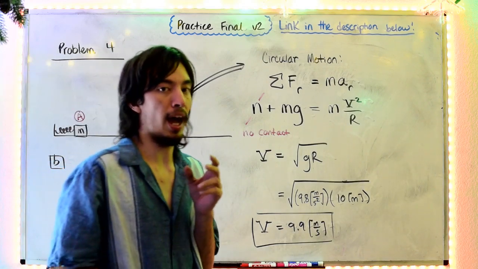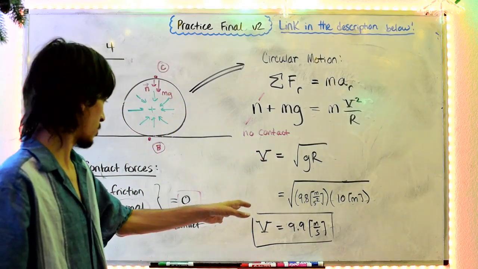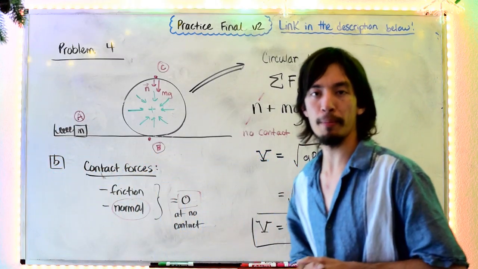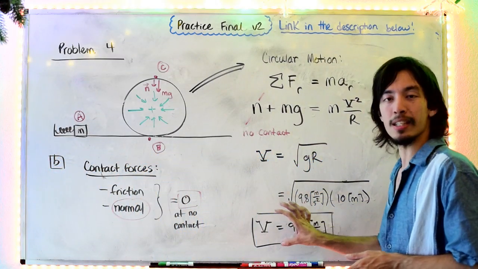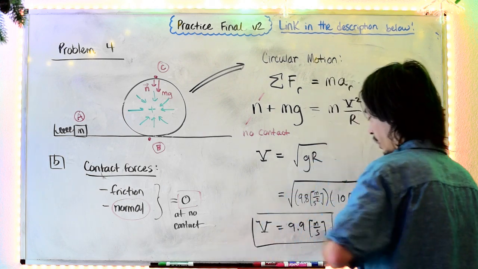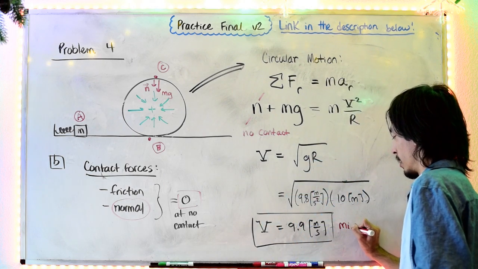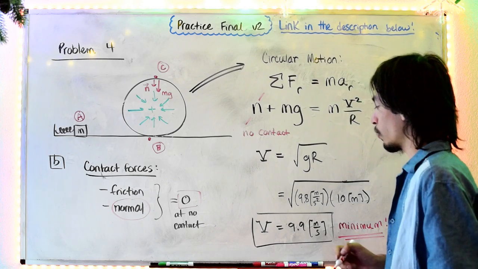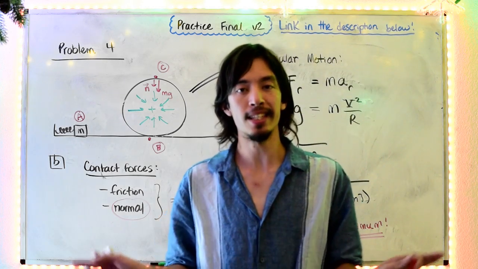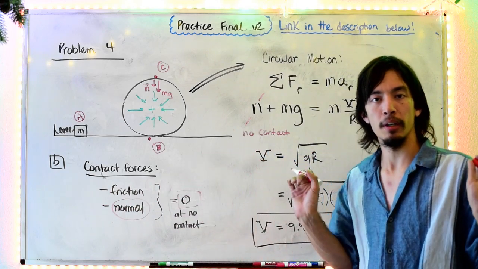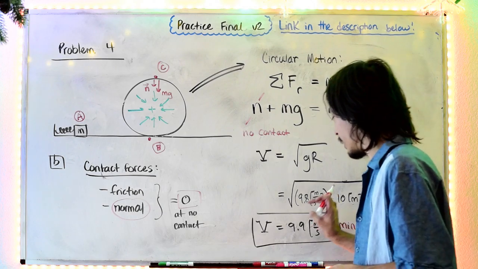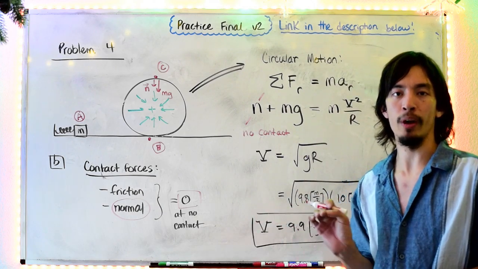Now, once you have this minimum speed, I want to know, does it make it through the top? So do I meet this minimum requirement? So emphasis, minimum. Okay. So if my speed is less than 9.9 at the top, that means I would not have made it. It needs to be equal to or greater than 9.9 meters per second.